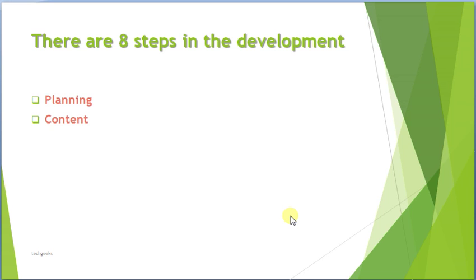The next one is the content. It actually creates a list of the contents you want. The third one is design. Design is used to create the design for the display of the content. The fourth one is the construction. It actually involves the coding and loading up your content.